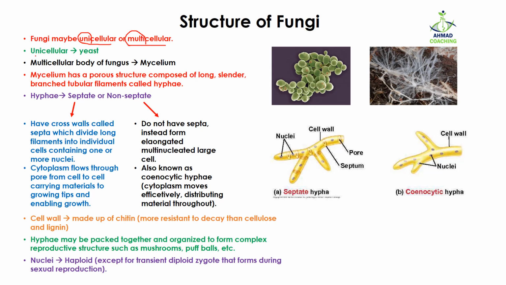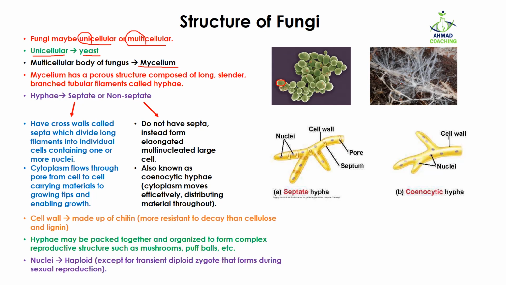If we talk about an example of unicellular fungi, then yeast is the example. Yeast is just made up of single cells which have their own nucleus and cytoplasm. But for the multicellular organisms, the body of the fungi is known as mycelium. Now what mycelium is, here you can see the white structure. This is actually the mycelium.